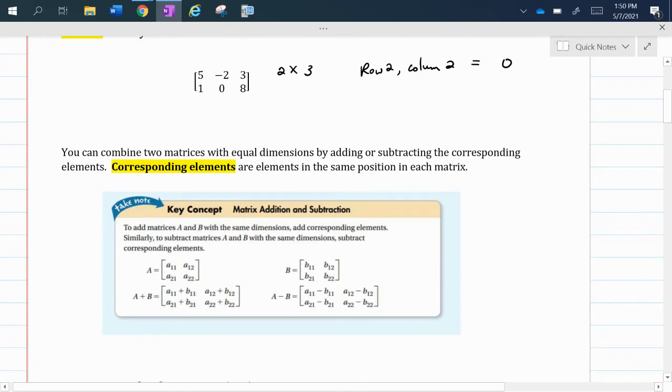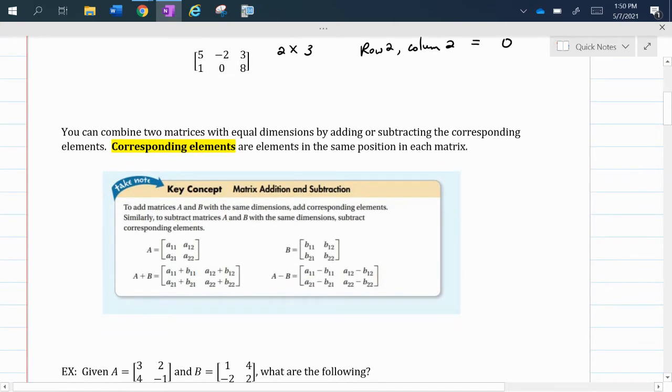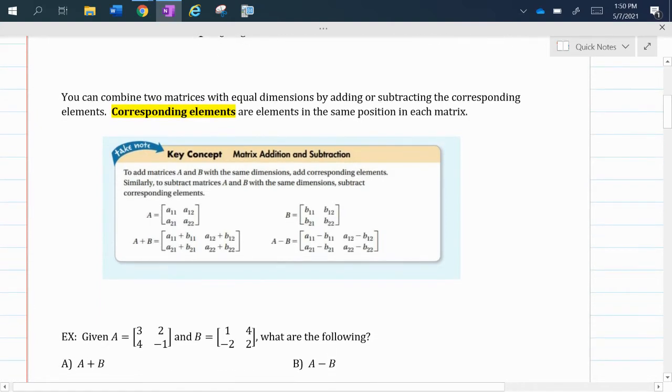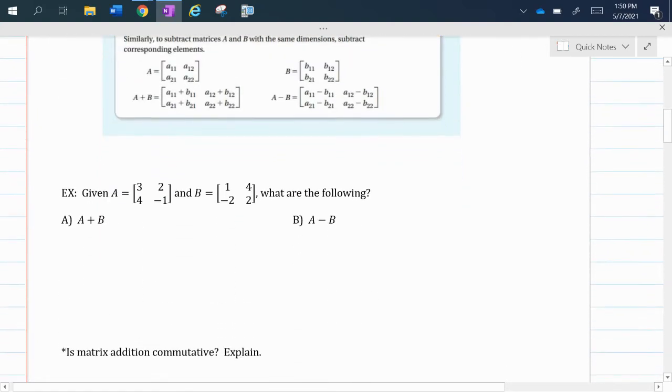You can combine 2 matrices with equal dimensions by adding or subtracting the corresponding elements. So we can only add or subtract matrices that have the same dimensions. And when we add or subtract matrices, we add the corresponding elements. The corresponding elements are the ones that are in the same position in each matrix. So let's look at the example.